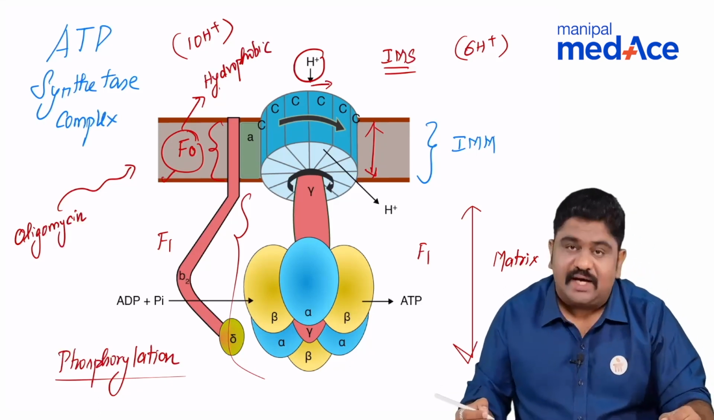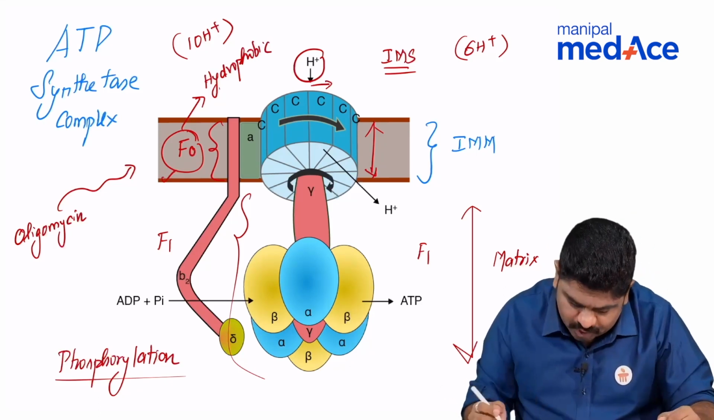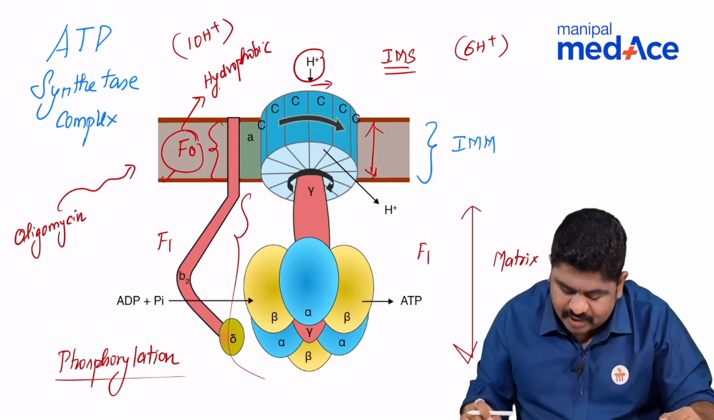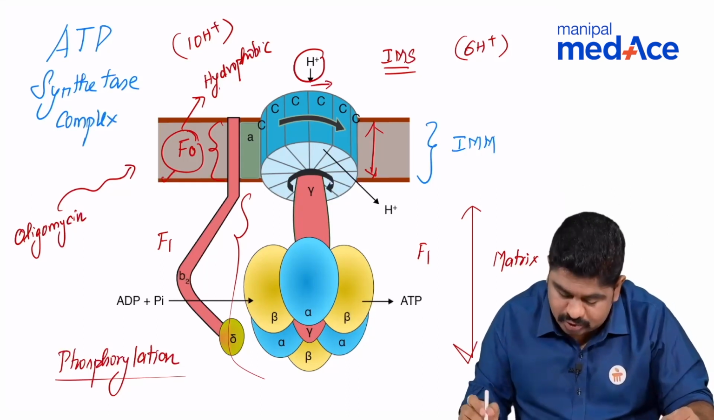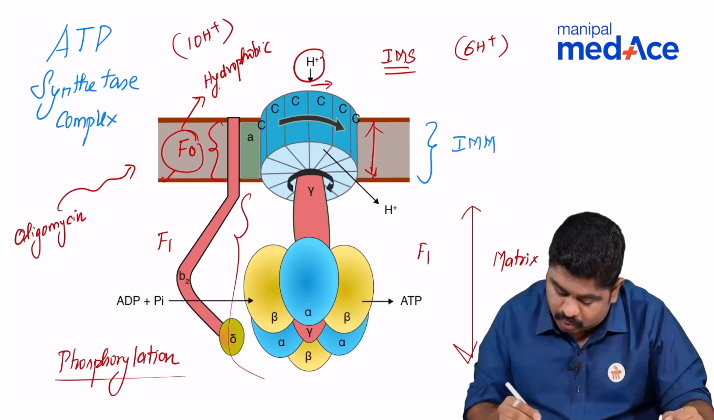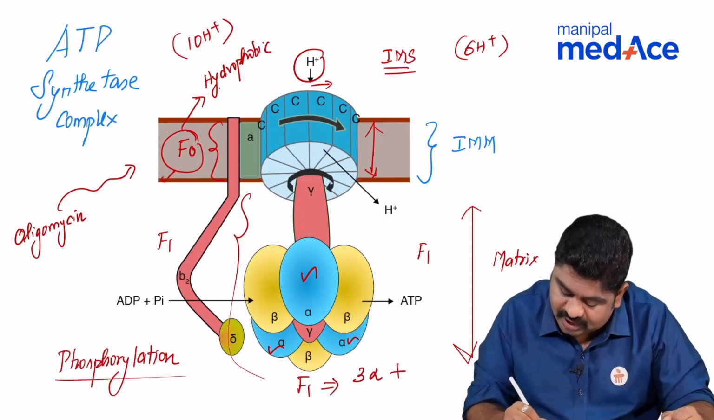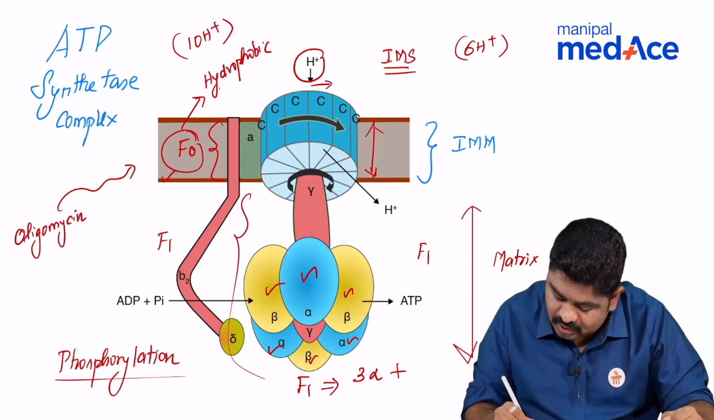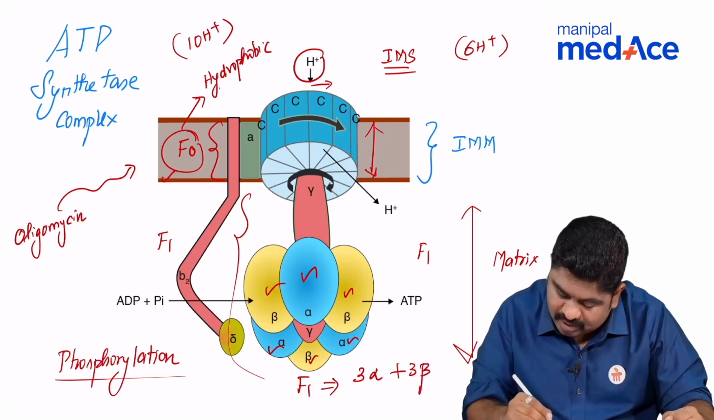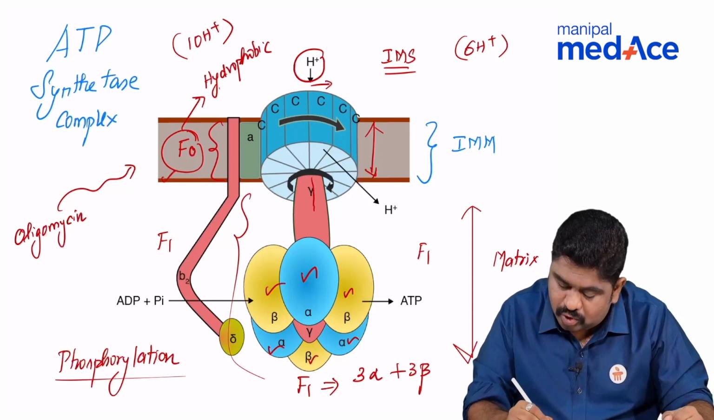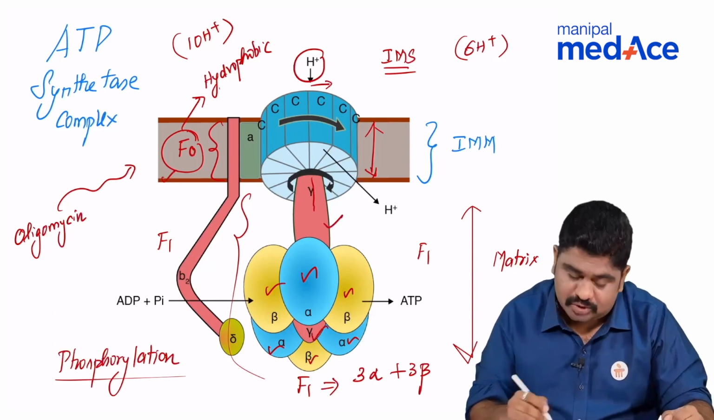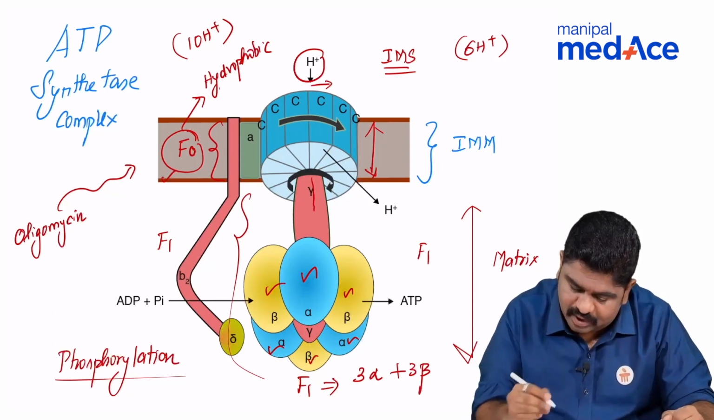FO portion is hydrophobic. What about the F1? F1 can have moderate kind of activity. It can have hydrophilic portions also. Now, look at the F1 portion. You have an alpha here, alpha here, alpha here. So the F1 complex is made up of 3 alpha portions, plus I have a beta here, beta here, beta here. So we have 3 beta portions, but there is only 1 gamma portion. Don't call this and this 2 gamma portions. Technically, both of them are the same.